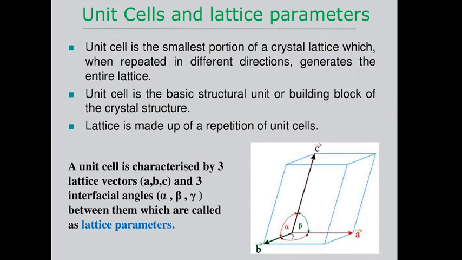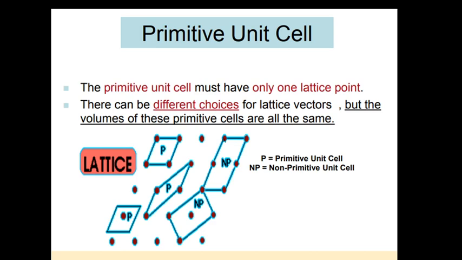So any particular structure has a unit cell, and each unit cell has its 6 lattice parameters. On the basis of lattice parameters one can define the type of structure of a crystalline material. Now there are two types of unit cell. One is called the primitive unit cell and the other is called the non-primitive unit cell.